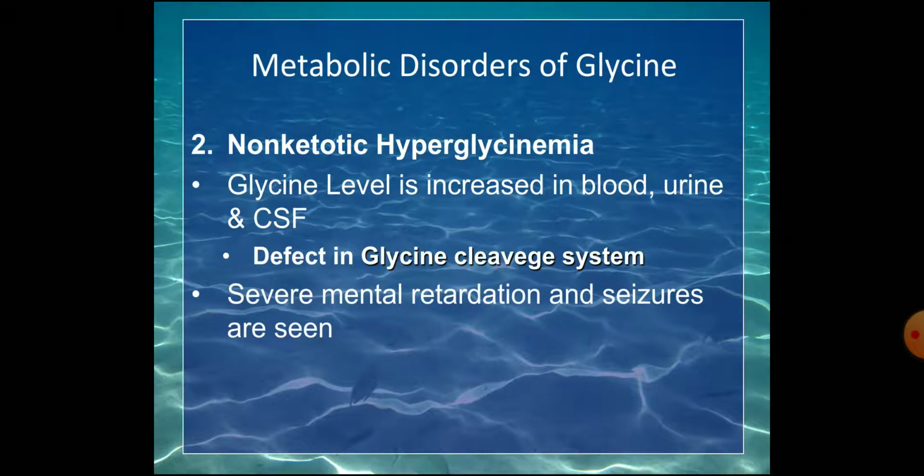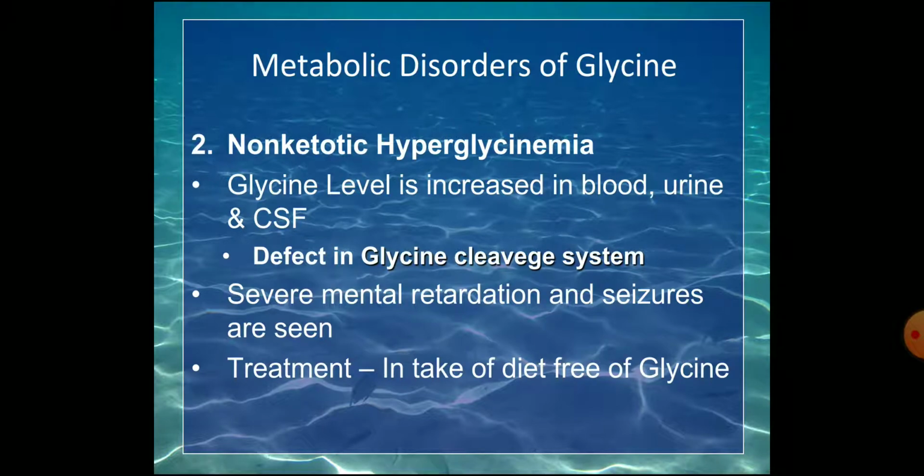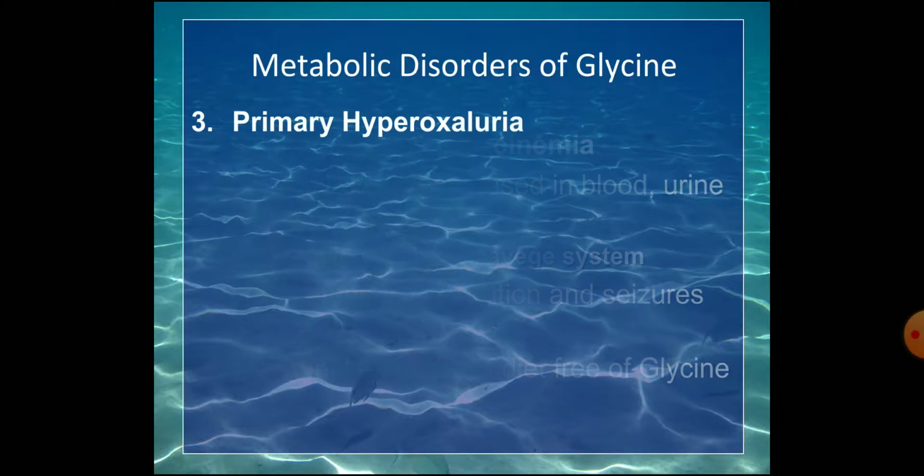Severe mental retardation and seizures are seen. When the level of glycine is high, there will be neural overexcitation, which produces seizures and also mental retardation. For this, the treatment is intake of a diet free of glycine. So restrict the diet, and a completely glycine-free diet should be given.